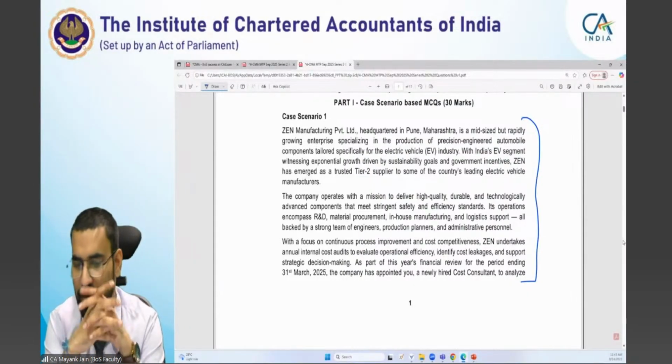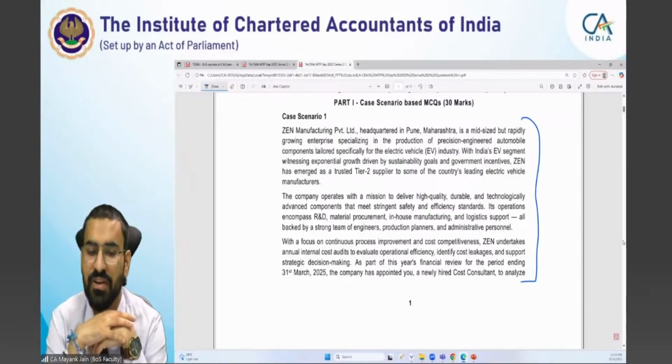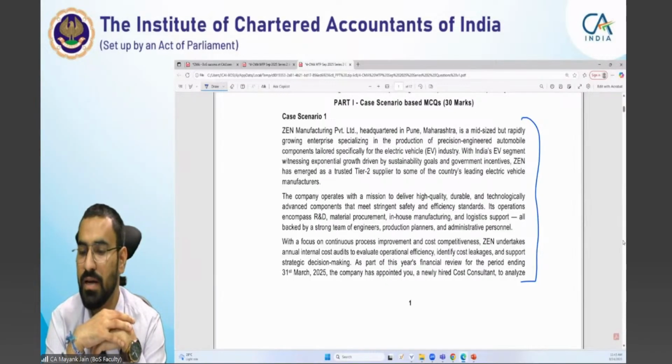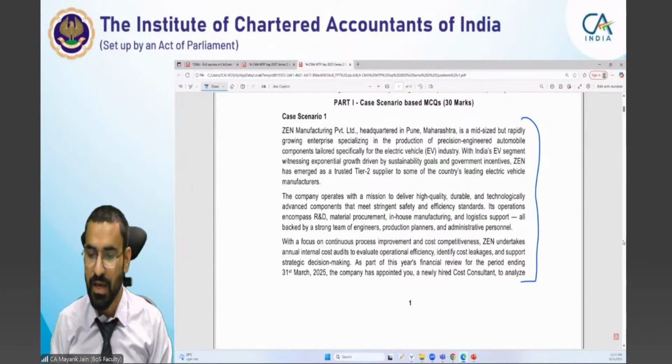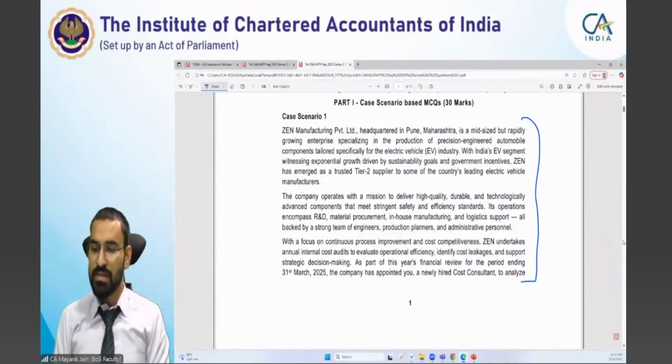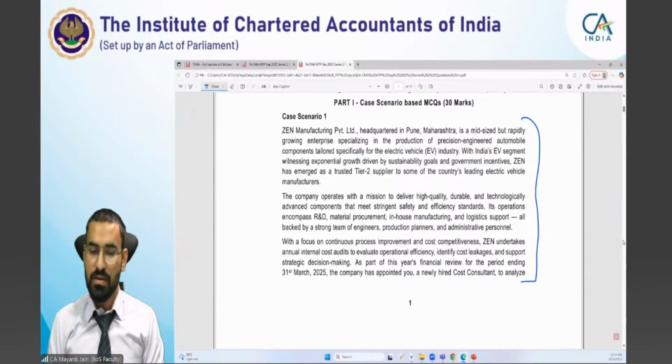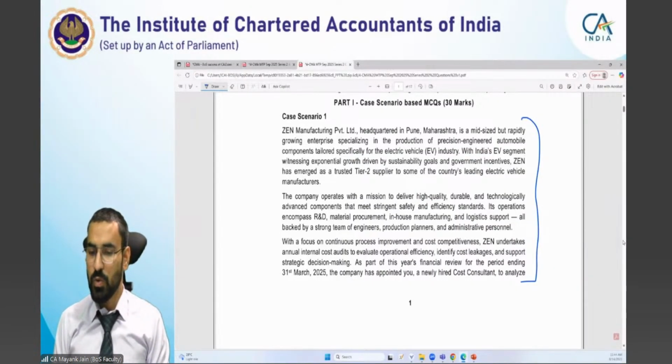So I will read the question. Jain Manufacturing Private Limited, headquartered in Pune, Maharashtra, is a mid-sized but rapidly growing enterprise specializing in the production of precision engineered automobile components tailored specifically for the electric vehicle industry, EV industry. With India's EV segment witnessing exponential growth driven by sustainability goals and the government incentives, Jain has emerged as a trusted tier 2 supplier to some of the country's leading electric vehicle manufacturers.